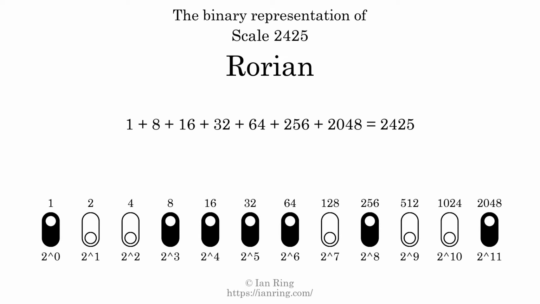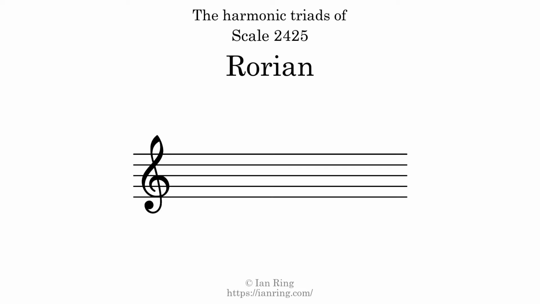2425. The scale number not only enumerates the scale with a unique index, but it also literally describes the tonal content of the scale. Represented as a binary number in base 2, the scale number is 1001011111001. Here are the harmonic triads present in this scale.